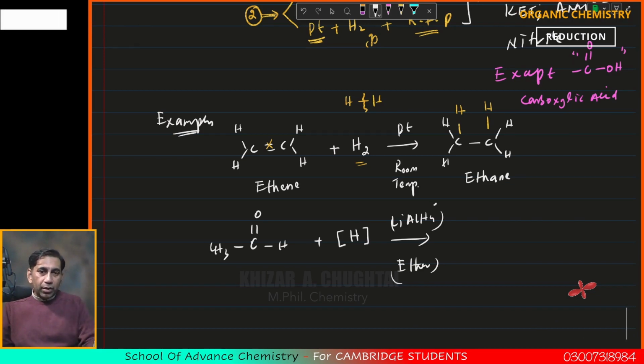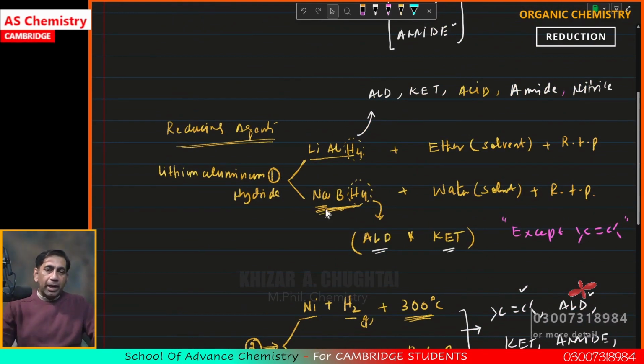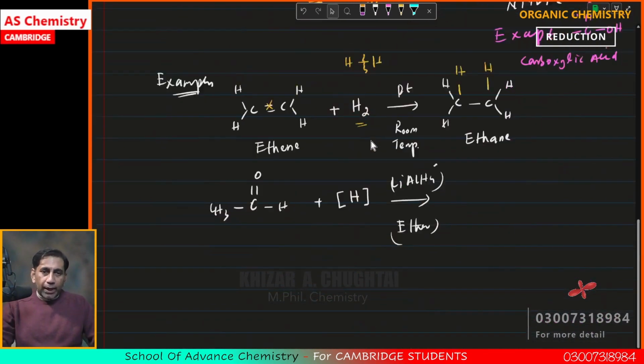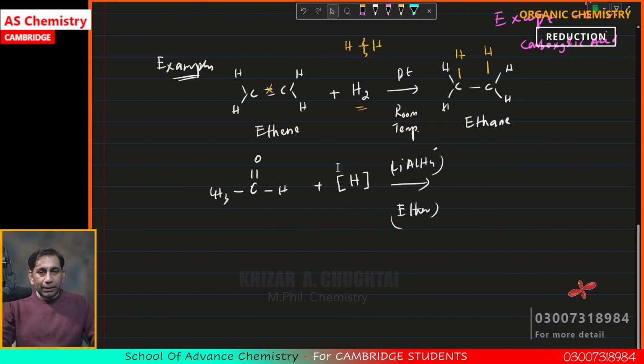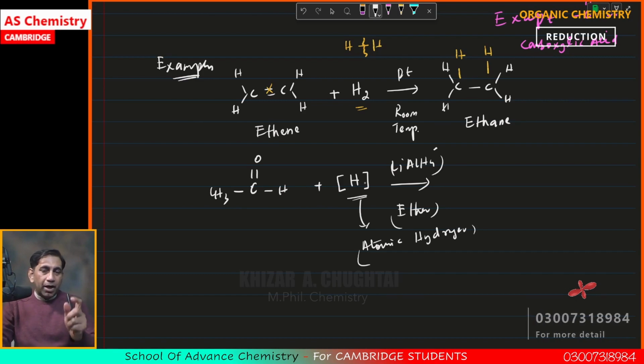Whenever you are using the first group, whenever you are using lithium aluminum hydride or sodium borohydride, then you will use simple hydrogen. This is called atomic hydrogen or nascent hydrogen. This is a newly born hydrogen. And you will balance this equation by this symbol of hydrogen, not with the symbol of H2.